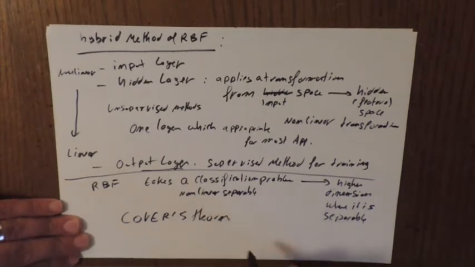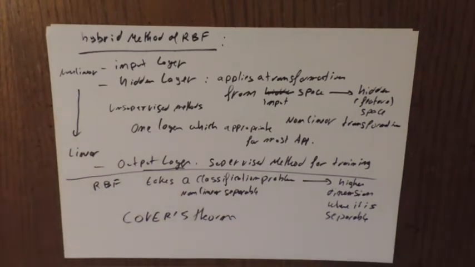And this theorem says a complex pattern classification problem cast in a high dimension space, non-linearly, is more likely to be linearly separable. So if you are in 2D and the problem is non-linear, if we go to 3D or 4D, probably it will be more likely to be separable. Of course there are some constraints and some points that need to be covered before going into an actual implementation. So let's start with the derivation of this method.